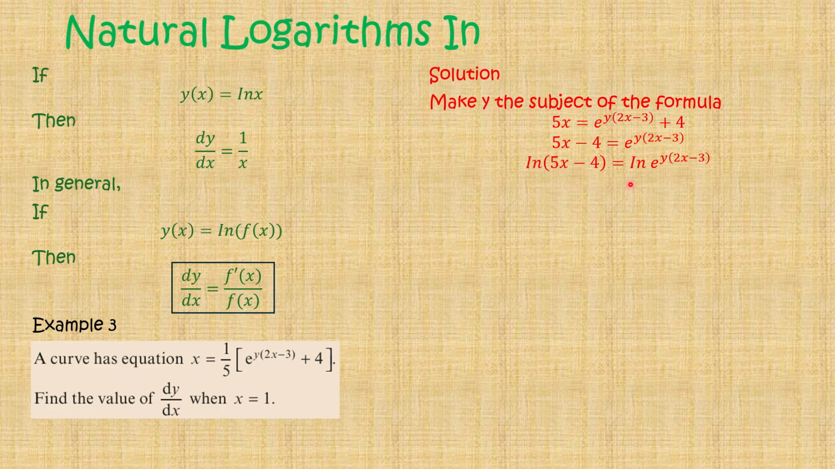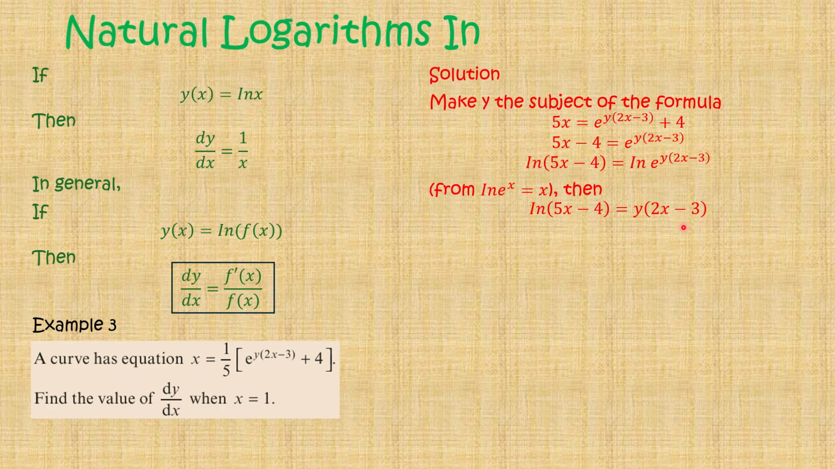And also, it is important that we recall one thing. ln e to the x would give us an x, implying that the ln and the e would sort of cancel out. Then with that, we still have the left-hand side the way it was, but the right-hand side loses the ln and the exponent, so that we have that being equal to y times 2x minus 3.